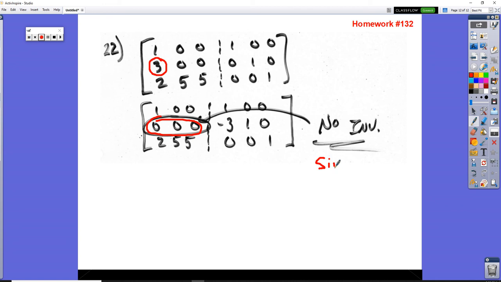This is what we call a singularity. So anytime an entire row in your Gauss-Jordan process turns out to be all zeros, you have a singularity, which is a square matrix that does not have an inverse. That's it for the solutions of these homework problems.